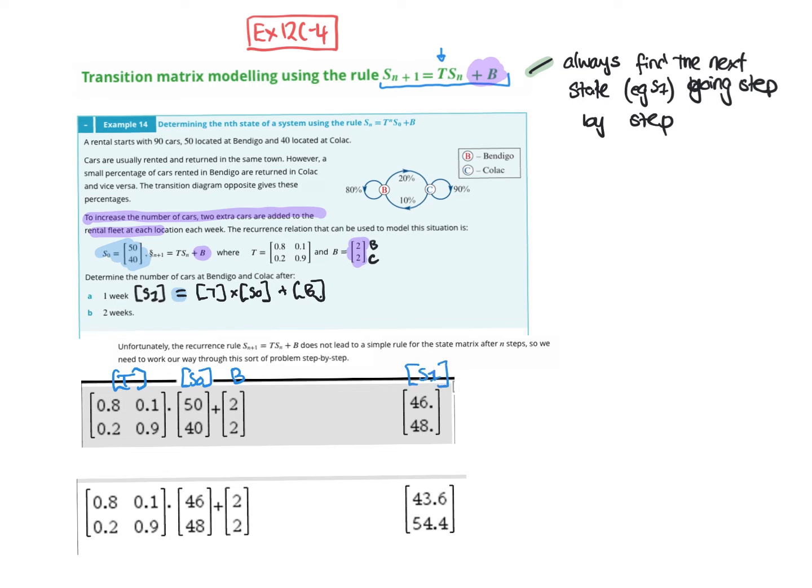Now to find week 2, which would be S2, the way I'm going to do it is I have to do the transition times the one before, which would be S1, and then we're going to add B. So we take the answer from S1 here, and it gets popped into the formula. So you can see I've done the transition times S1 plus B, and this gives me S2. So that's what I mean, you have to go step by step. You can't use any power tricks to jump to week 2.